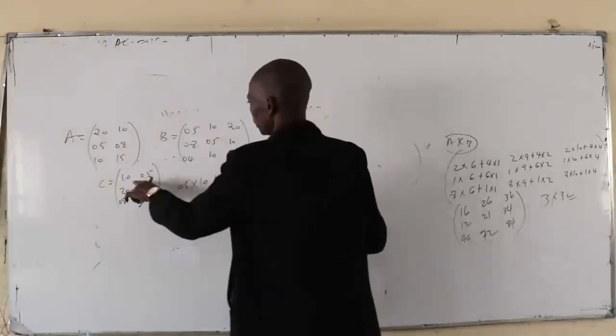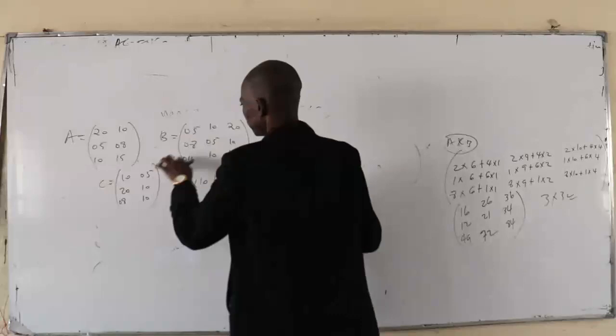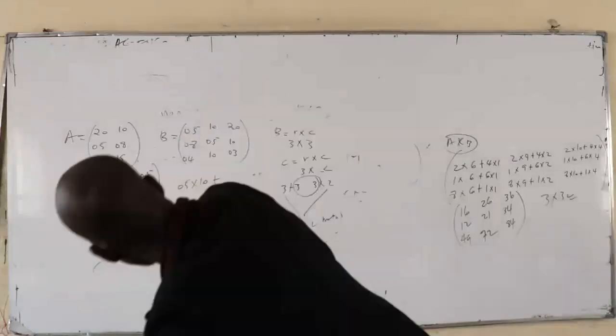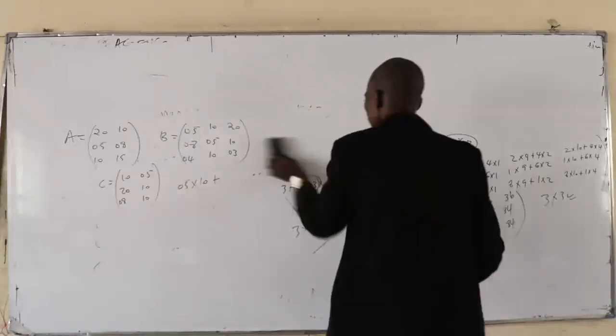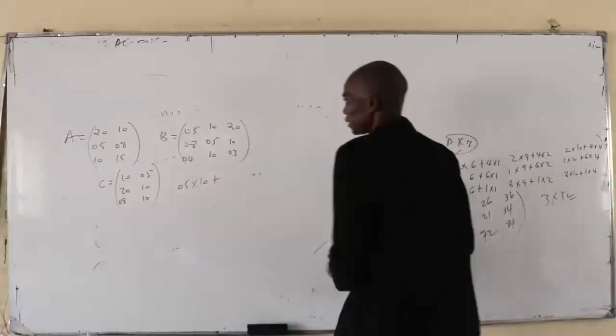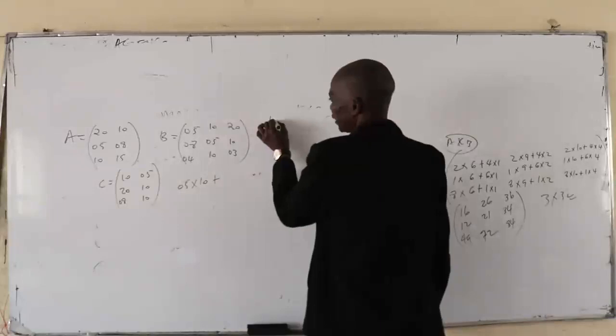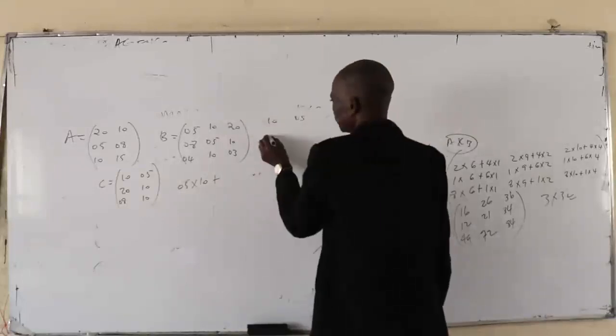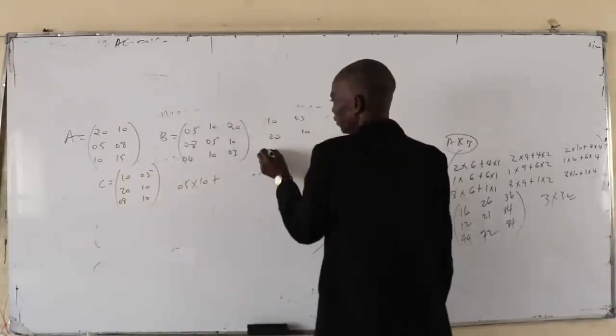This is 10, this is, so let's arrange it so nicely so that we don't get confused with what we are doing. So this is C: 10, 5, this is 20, this is 10, this is 8, this is 10.